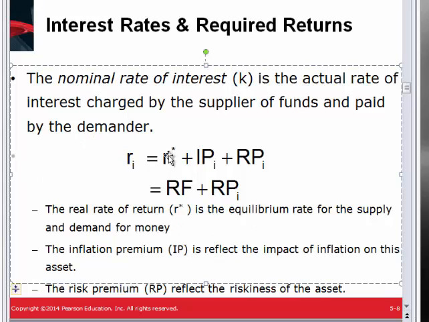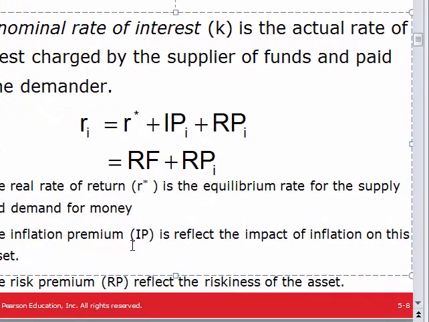Let's make it R. So R star here is the equilibrium rate. It's created by the supply and demand of money. The inflation premium is obviously added to that to show the impact of inflation for the asset. Those two things added together, the real rate and the inflation rate, create the risk-free rate. We'll talk about how we find that, and we'll actually look that up when we get to class.